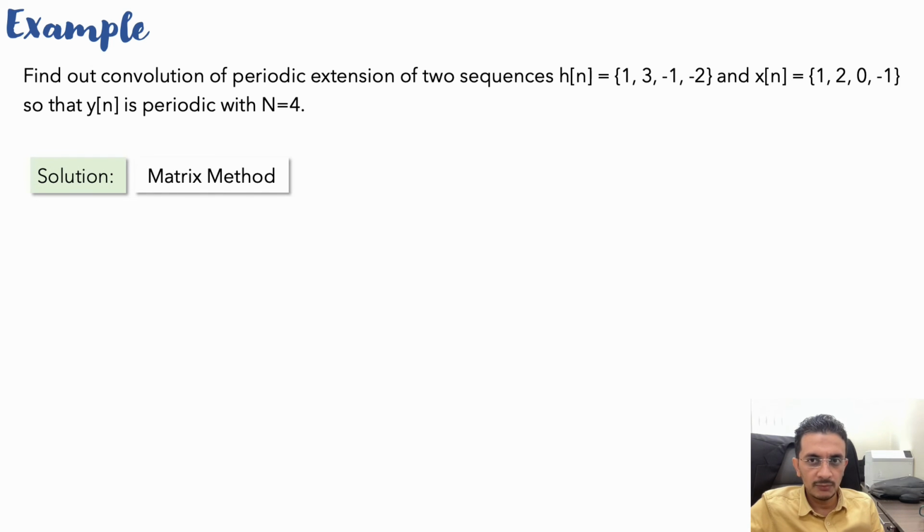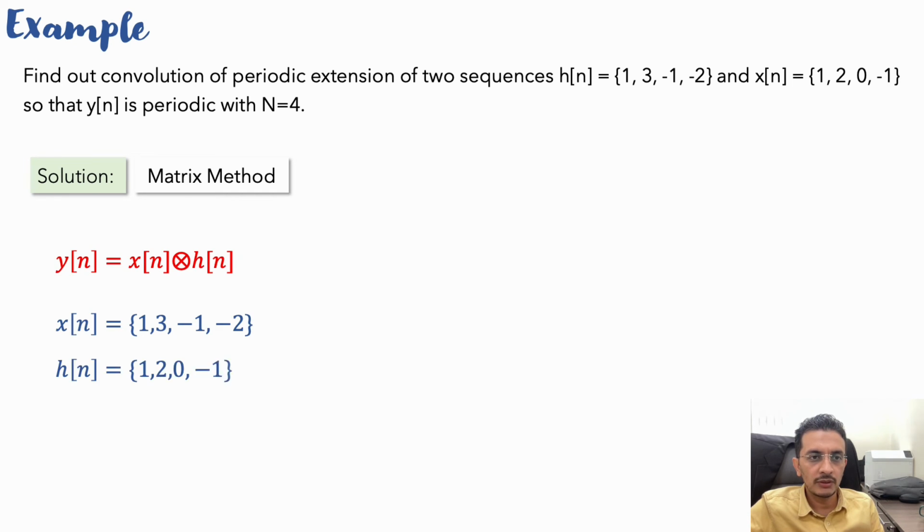Now we do the same example with the matrix method. Now we can draw a matrix. We have this xn and hn as usual. We first write xn in the matrix. We draw brackets, and this whole sequence will be aligned in one column. It will have 4 rows because it has 4 samples. First row first sample, second row second sample, third row third sample, and fourth row fourth sample. We will lay it down like this.